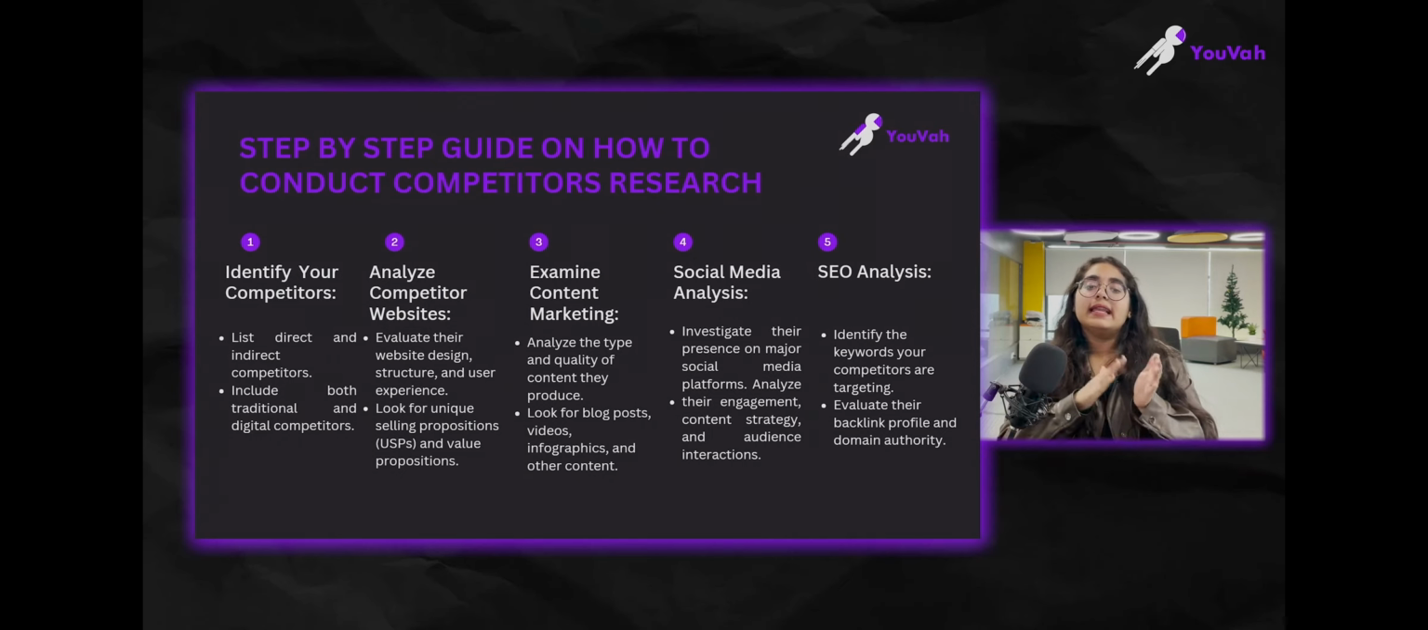All right. Then analyze their websites. A lot of tools are already available which are going to help you analyze the website thoroughly.